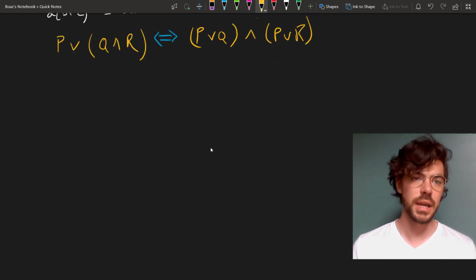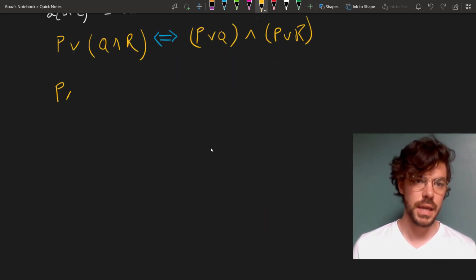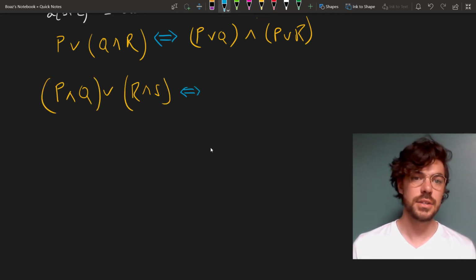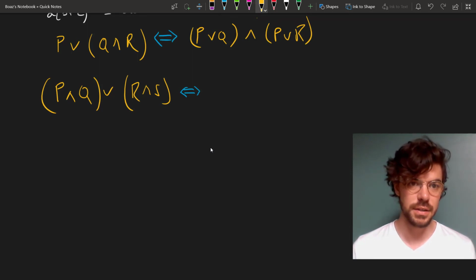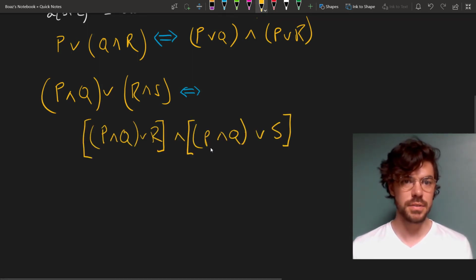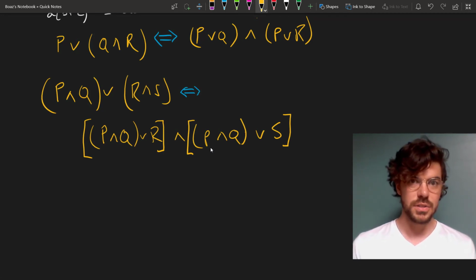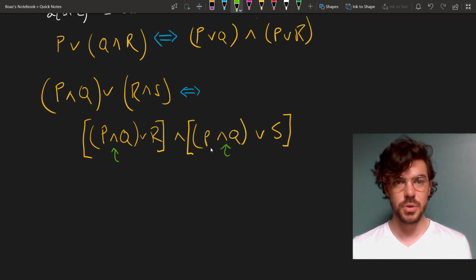Let's consider a more complicated example. So we have (P and Q) or (R and S). This sentence is in disjunctive normal form, which we'll see in the next video, but we want to turn it into something that's in conjunctive normal form. So by distribution, we can get the following. I'll just write this underneath here. And this is equivalent with the foregoing line. Now we're not quite where we need to be because you can see underneath here there are still these conjunctions. So we have to distribute one more time.